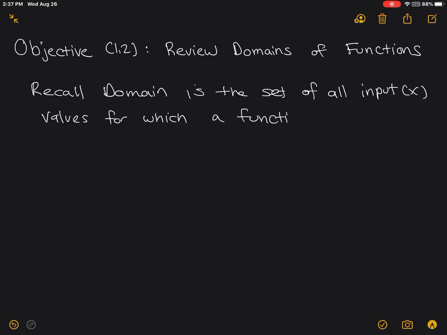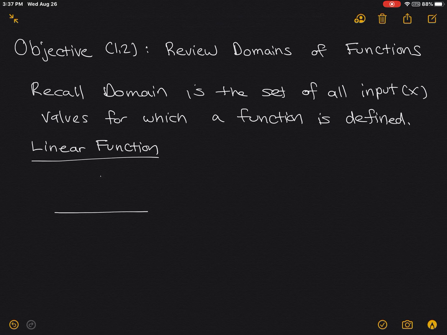Okay, so basically just think of what is allowed into a function and what's not allowed. Okay, so let's start. I'm going to go over many different types of functions you've studied. So let's start with a linear function. Now, in a linear function, you essentially just have a line, and we'll just call it f of x is equal to mx plus b. Okay, so we'll call this equation f of x is equal to mx plus b.